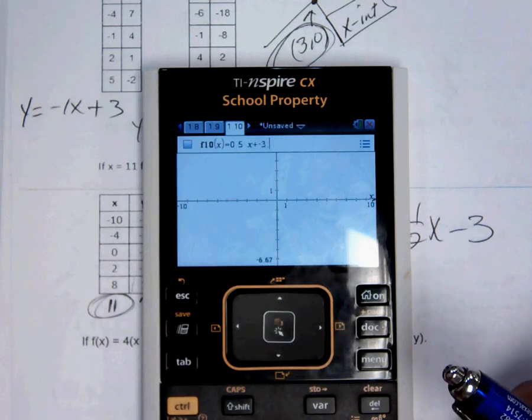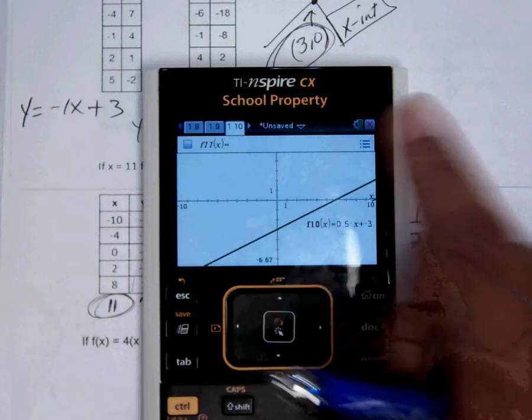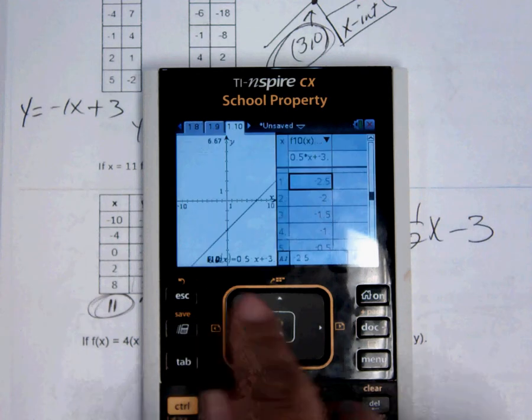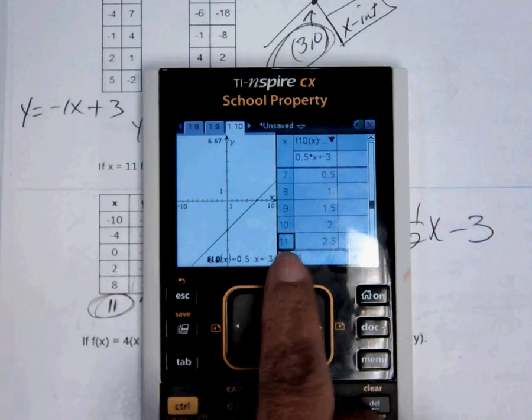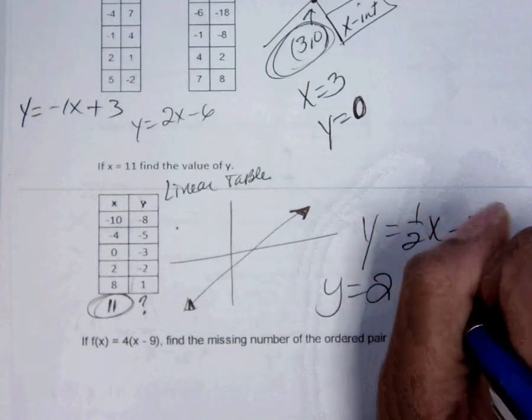So press enter and it grabs it for you. If you don't like that, then just hit tab and type it in, 1/2 x minus 3. Now we go to the table and we get to look for 11. And we're looking for 11 in the x, and it is 2.5. So the y value, the answer to this question, is 2.5.